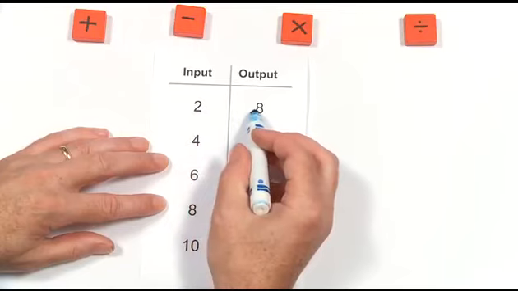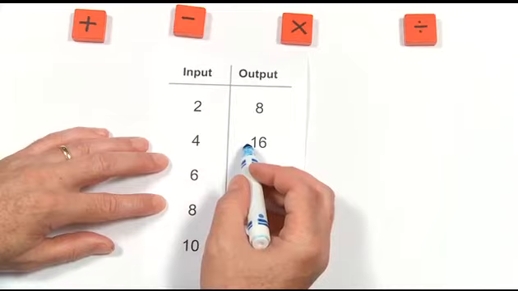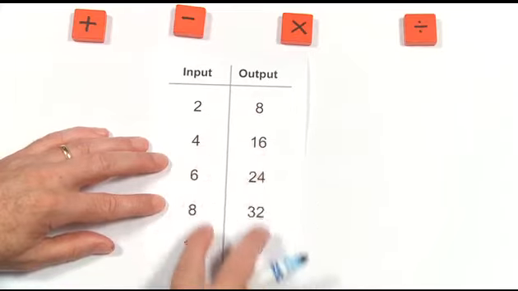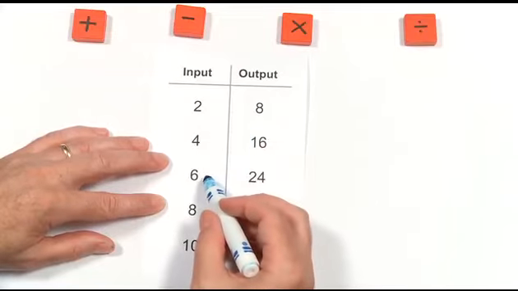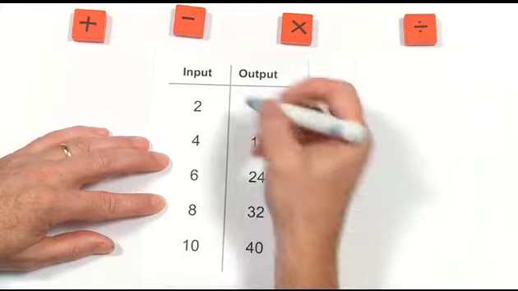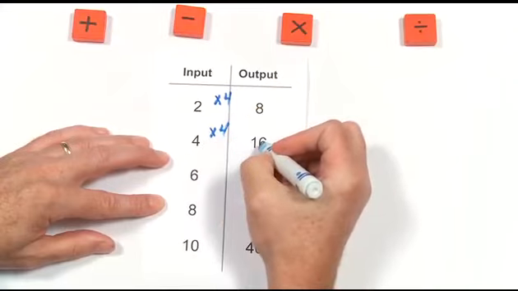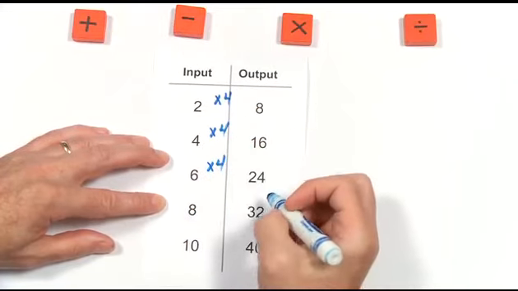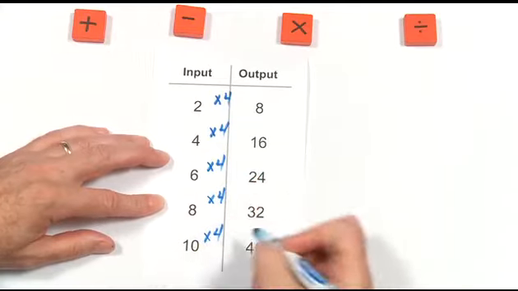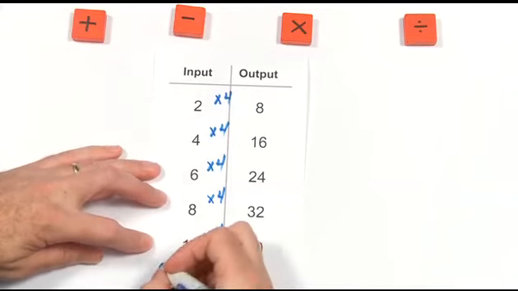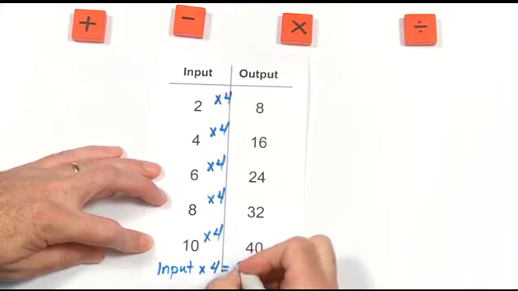2 times 4 gives me 8. 4 times 4 equals 16. Hey, I'm starting to get a little excited here, but I know that with my patterns, it has to be true all the way through, if it's really a pattern. So 2 times 4 is 8, 4 times 4 is 16, 6 times 4 is 24, 8 times 4 is 32, I'm feeling like it's a winner, 10 times 4 gives me 40. I know my pattern rule. Input times 4 gives me my output.